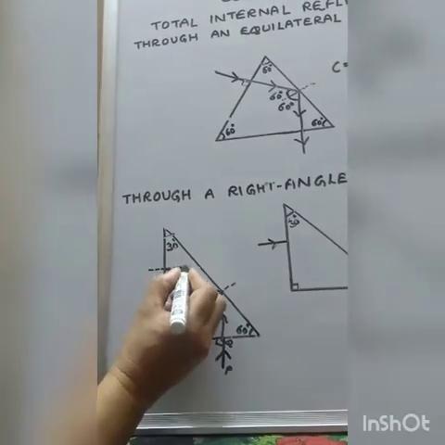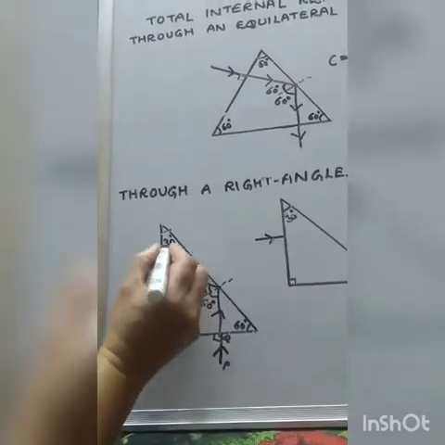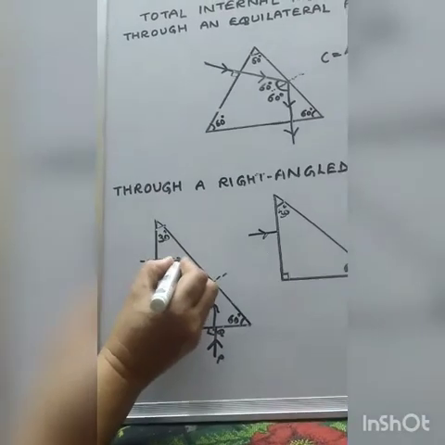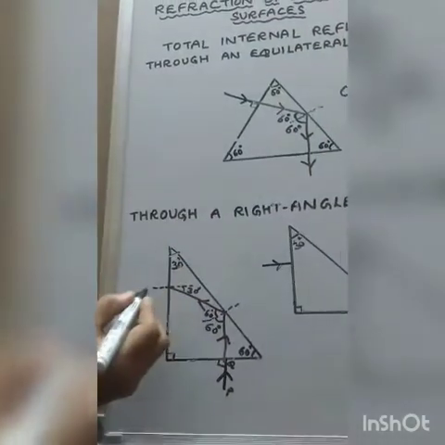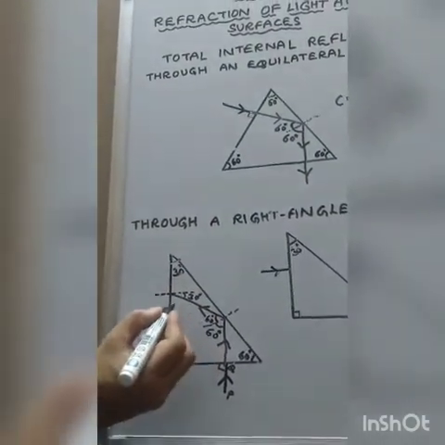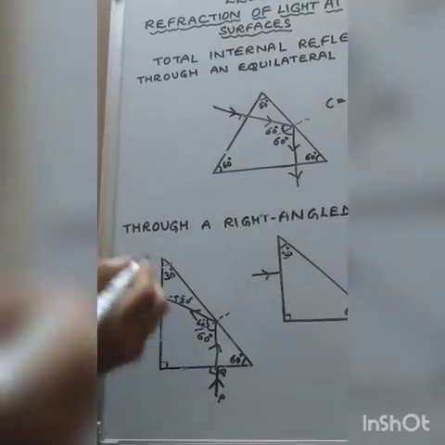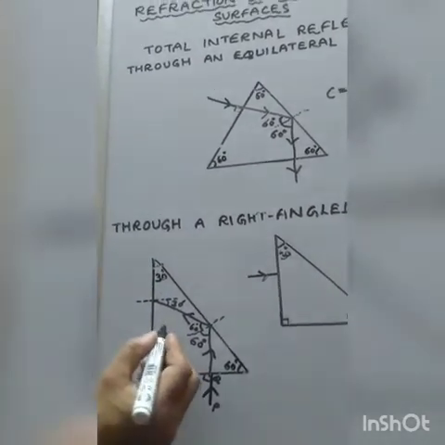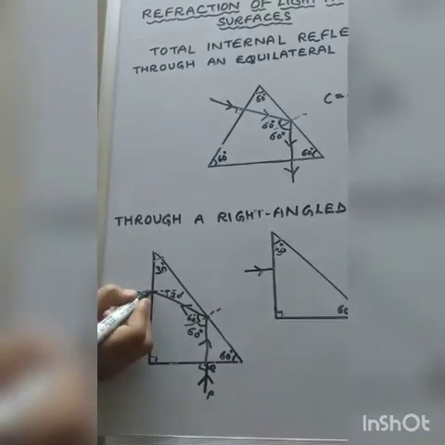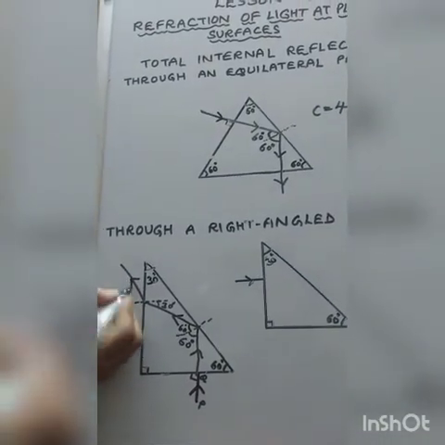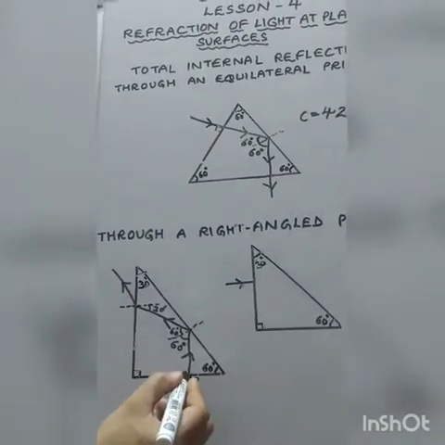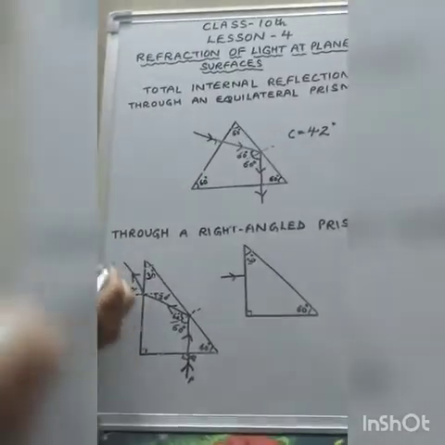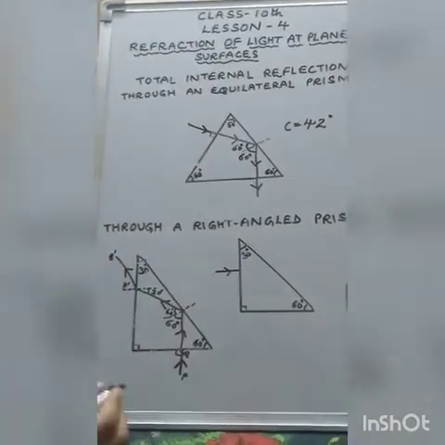Let us draw the normal at this point. Now the angle of incidence is this, meaning 30 degrees, and it is smaller than the critical angle. So no longer total internal reflection. Now normal refraction will happen, and since the ray is going from denser to rarer medium, it will bend away from the normal. So this is the incident ray and this is the emergent ray.